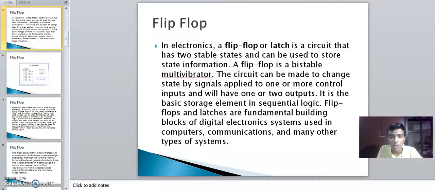As we all have studied logic gates, this flip-flop is one of the most basic storage elements in sequential logic. Flip-flops and latches are fundamental building blocks of digital electronic systems used in computers, communications, and many other types of systems. Whereas gates are fundamental, a combination of gates can be used to make flip-flops, which are in turn the building blocks of digital electronic systems and in computers, basically in all sorts of electronic devices.